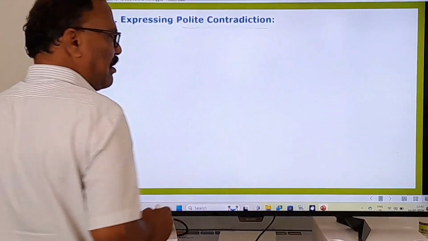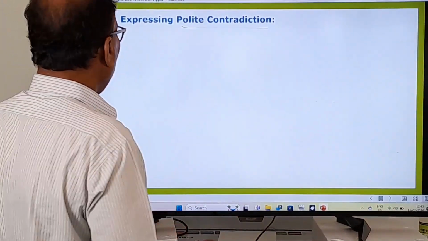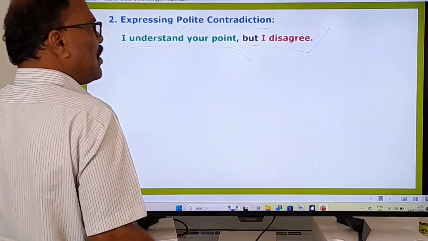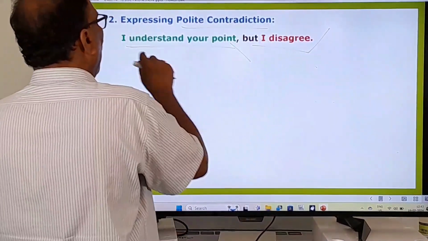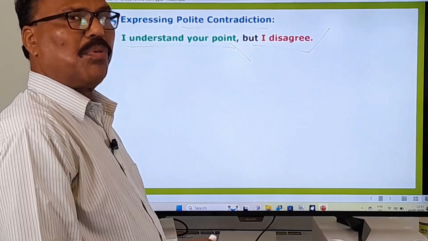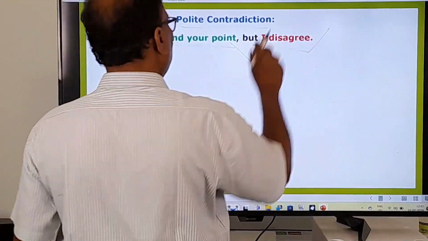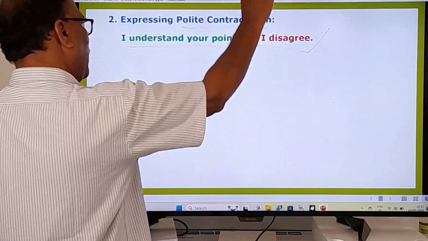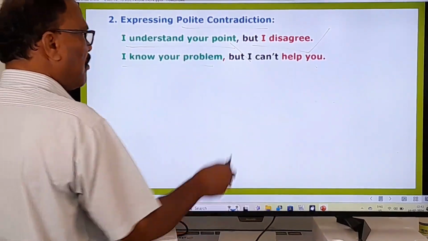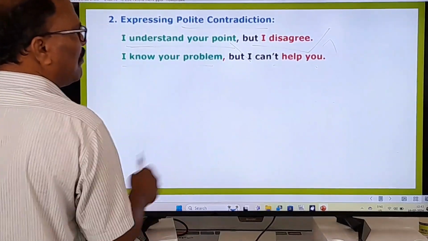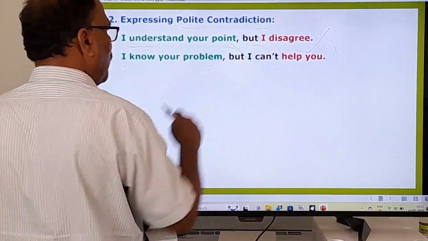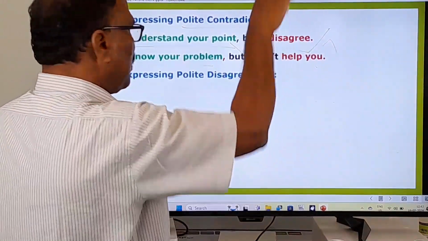Expressing polite contradiction. Contradiction means opposition. Like this: I understand your point, but I disagree. So here on the red one you are going up. I understand your point, but I disagree. Right. I know your problem, but I can't help you. So it is going up. It's going down, it's going up. Falling intonation, rising intonation. This is therefore called fall rise intonation.